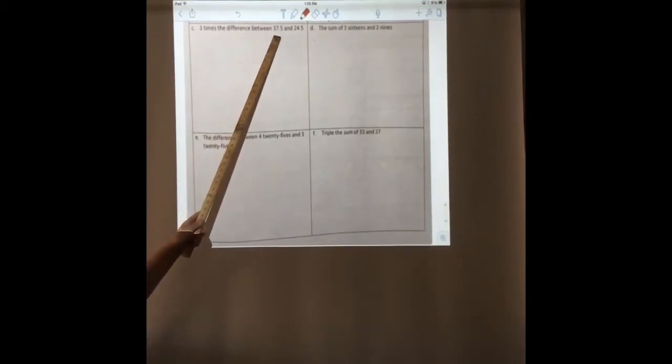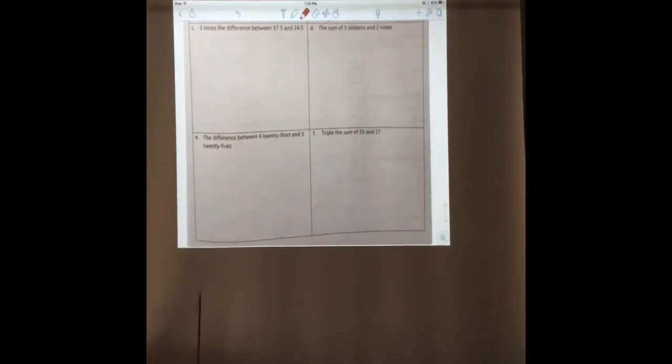How about this one? Now this is going to be maybe a little scary. Why is it scary? Well, let's read it, shall we? It says 3 times the difference between 37.5. Ooh, it has a decimal point. Does that freak us out? A little. And 24.5. So what are we going to do? Well, we can draw that out, just like we did before. How many boxes are we going to have this time inside the tape diagram? 3. Yeah, we're going to have 3. Why 3? Because it's 3 times, right? You guys got that?